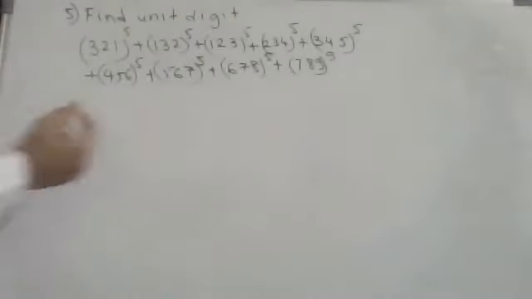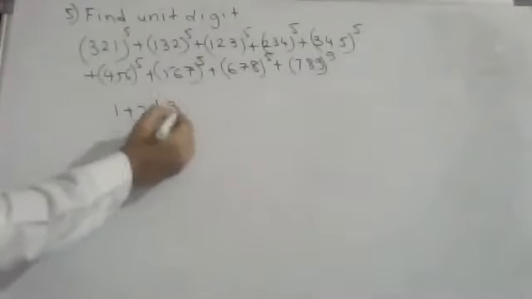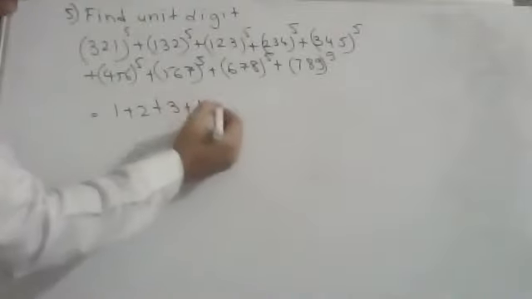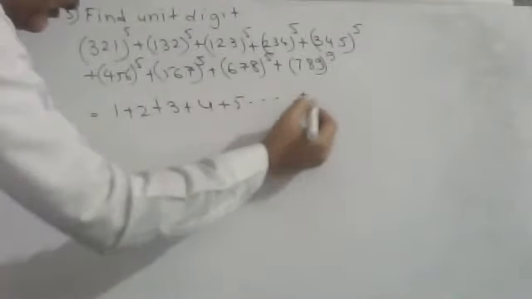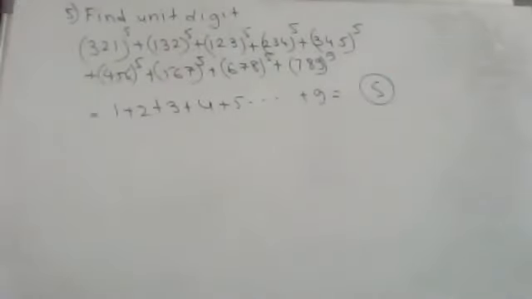Very good, correct. 1 plus 2 plus 3. Yesterday we learned how to do the addition up to 9. So the addition is 45, the unit digit is 5. Agreed? Yesterday we learned how to do the addition of consecutive numbers. Very good. Now we'll move to the next type of questions, number 16. Take a screenshot, we'll go ahead.